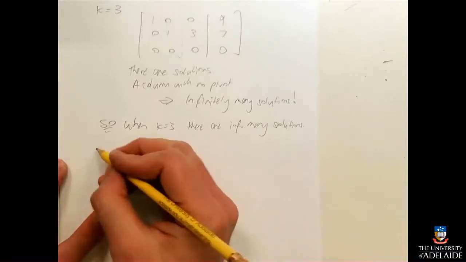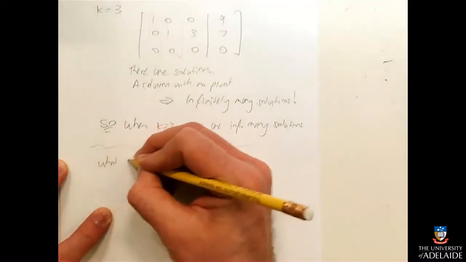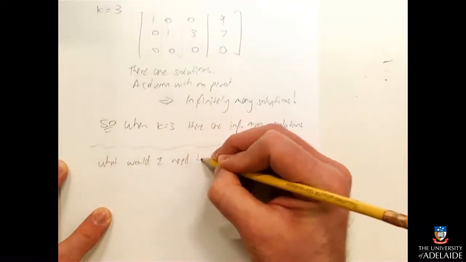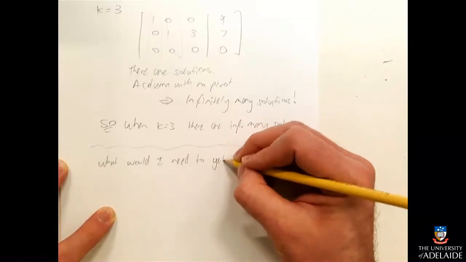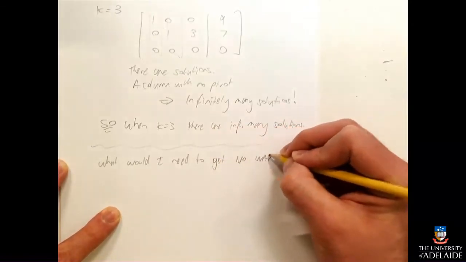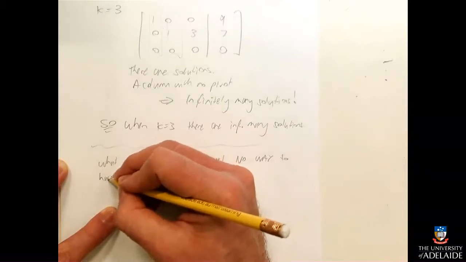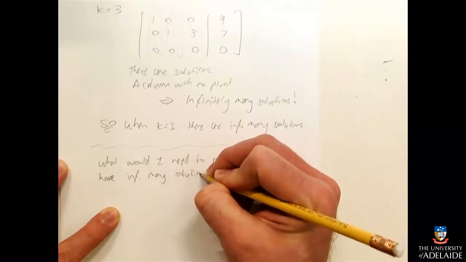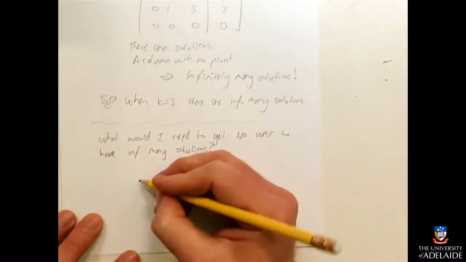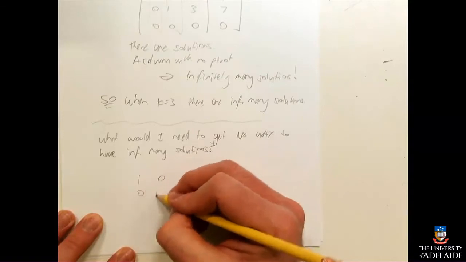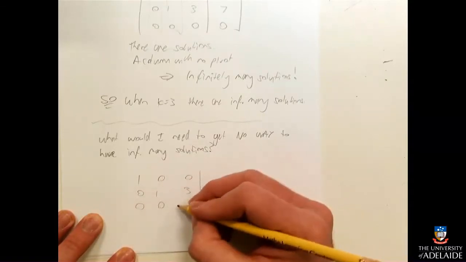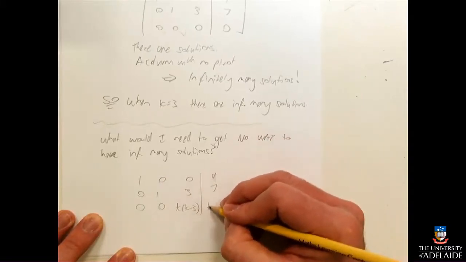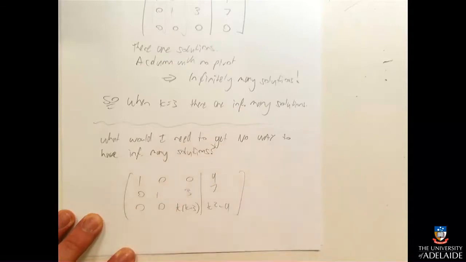So here's a question. What do I need to change to get no way to have infinitely many solutions? So I'm going to write this down and I'm going to ask you guys to help me do it. I don't want all the answers, I just want an answer. How could I change this so that it was impossible to get infinitely many solutions?